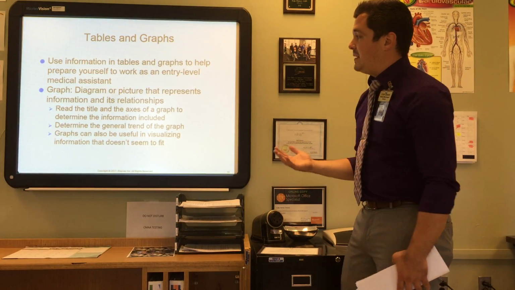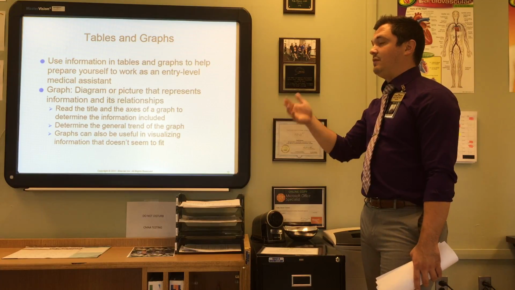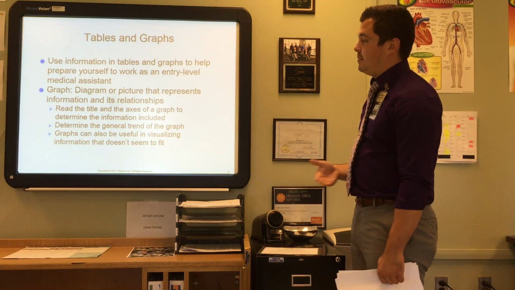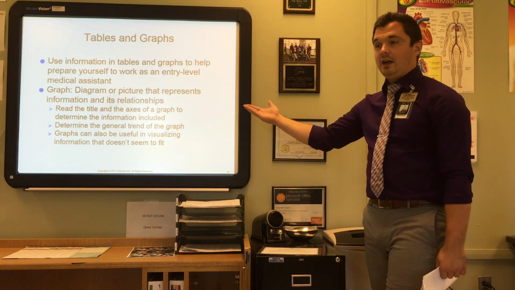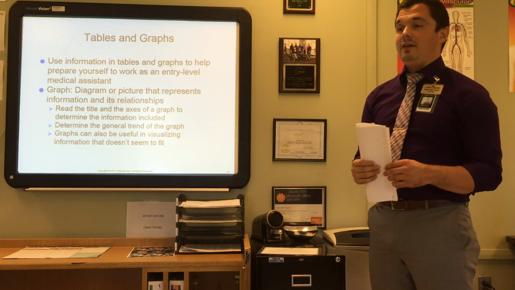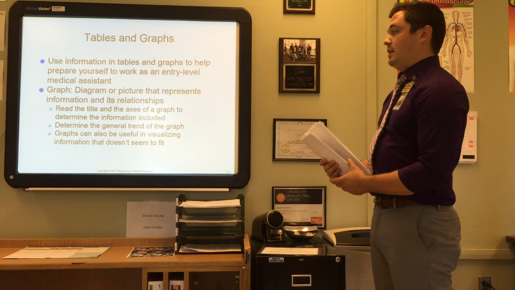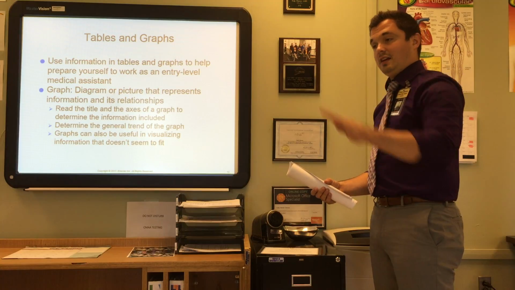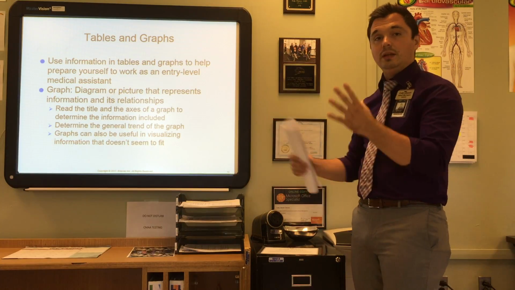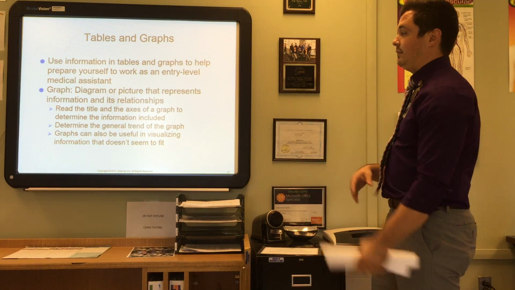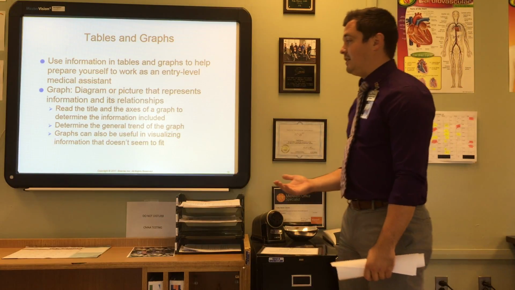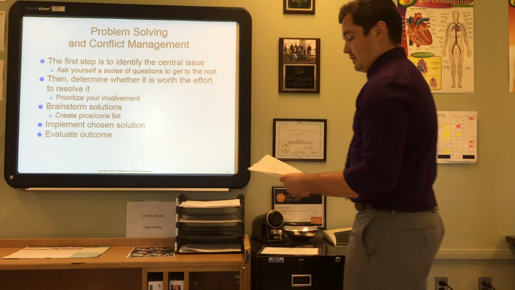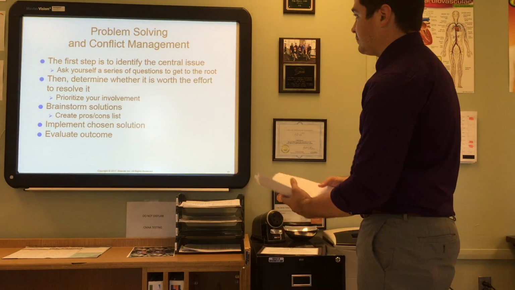So a graph is basically a diagram or a picture that represents information and its relationships. In order to understand the information in a graph, you have to read the title and the axes of the graph and determine the information included. After that, you should determine the general trend of the graph. Is it kind of a steady incline? Is it all over the place? What is the trend of that graph? Graphs can be useful in visualizing information that doesn't seem to fit. You can really see different things with the graphs.